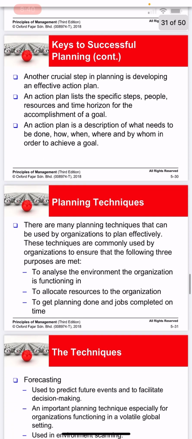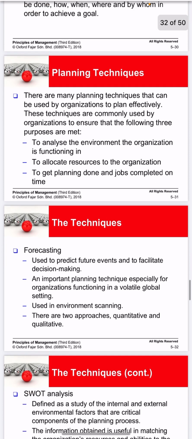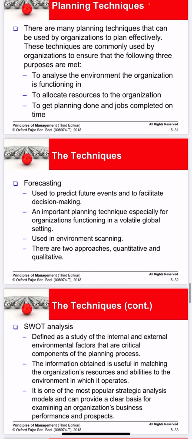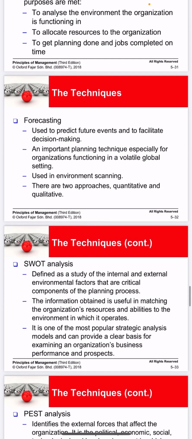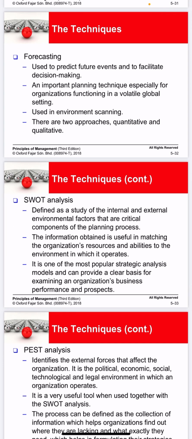Planning techniques. There are many planning methods that we can use in order to analyze the environment, to allocate resources, and to get the planning and jobs done on time. The techniques are forecasting, where we can predict future events and facilitate decision making. We can also use SWOT analysis, which stands for strengths, weaknesses, opportunities, and threats. SWOT analysis.